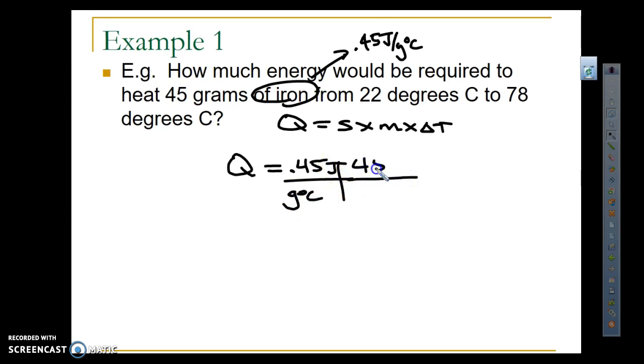I look that up in the table, so I'm going to go 0.45 joules per gram degree Celsius times the mass, which happens to be 45 grams, times the change in temperature, and that's going to be 78 minus 22. When you're doing that, make sure that you are doing the change in temperature, so 56 degrees Celsius. So that cancels. Times 45 times 0.45, we're going to get 1134 joules, and that's energy going into the system.